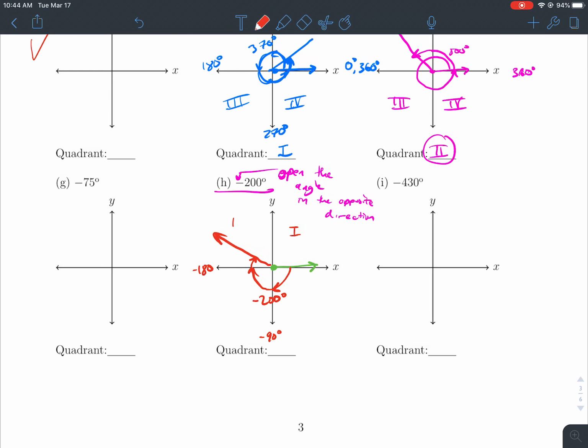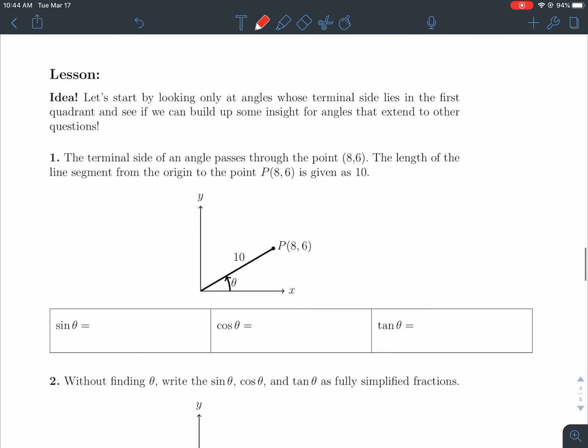And so we end up in, the quadrants are still labeled the same way. They don't reverse. These are labels that exist outside of what we've done with the angle, but we still end up in quadrant 2. So negative just means you open the angle in the opposite direction, which is clockwise, as opposed to counterclockwise. All right, continuing on.